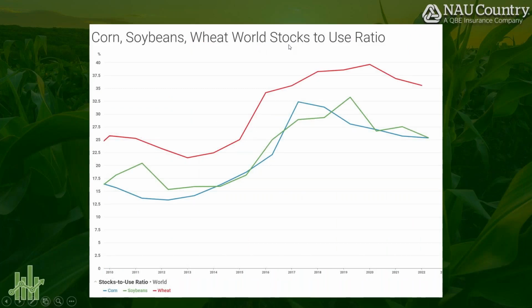Behind all the glitz and the glamour of the markets lately, we do have good underlying fundamental support, and that's driven by world stocks dropping once again this year. Corn, soybean, and wheat stocks are all expected to be lower here in 2022.